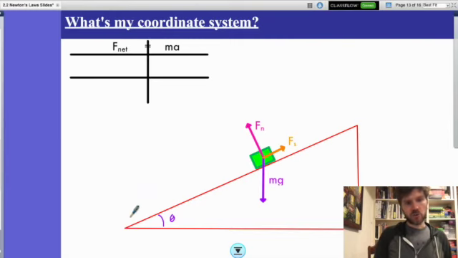The 2 directions our coordinate system is going to care about right now are a direction parallel to the ramp and a direction perpendicular to the ramp.